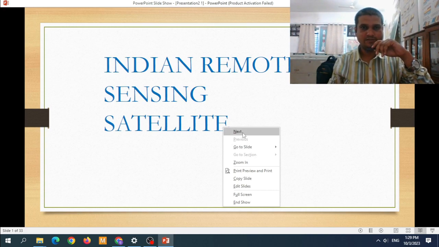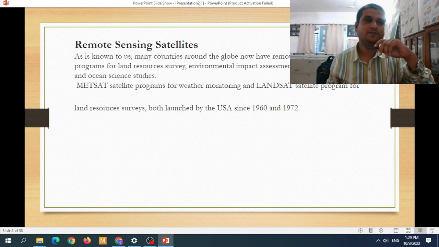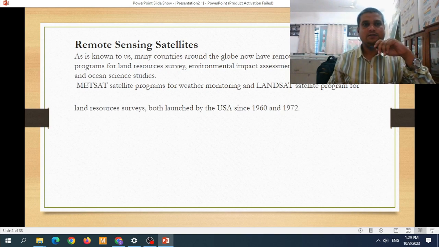What is meant by remote sensing satellite, which type of sensor, and which types of different bands are used for launching that particular remote sensing satellite. Remote sensing satellites are used in the globe for programs for land resource survey, environmental impact assessment, weather forecasting, and ocean science studies. It means the use of that particular satellite in assessment of weather forecasting, ocean science, then landslide program and land resource survey.